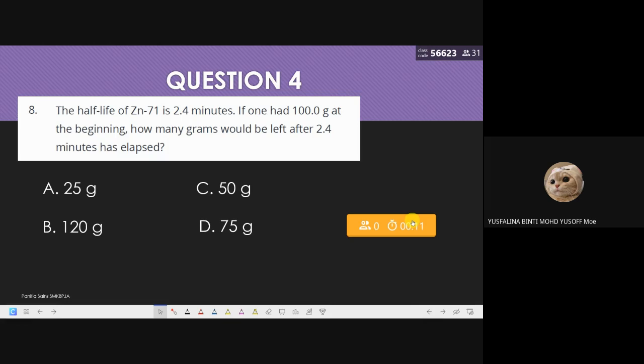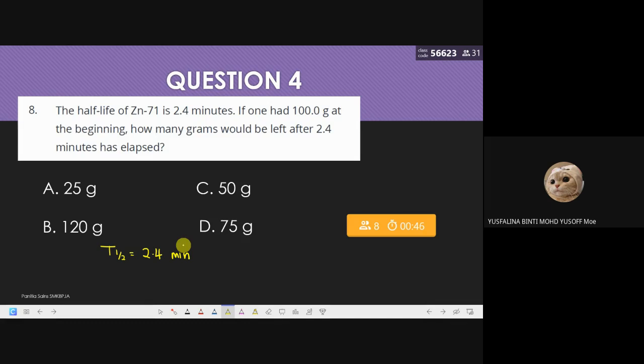It says the half-life of zinc, Zn is zinc, is 2.4 minutes. If one had 100 gram at the beginning, so the initial mass is 100 gram, how many gram will be left after 2.4 minutes has elapsed? You have to know how many half-lives there are.